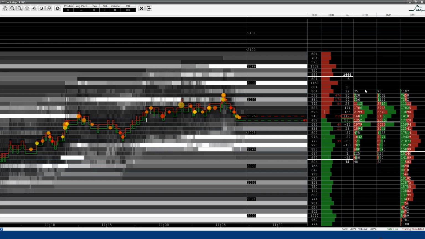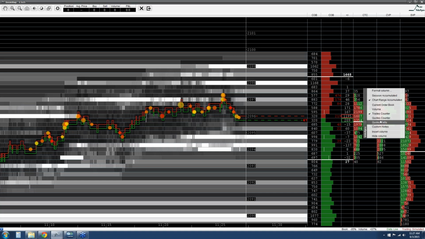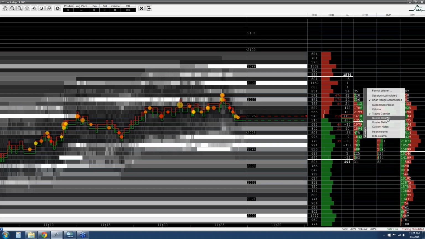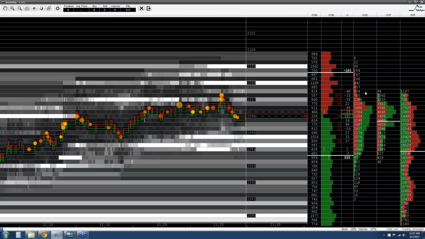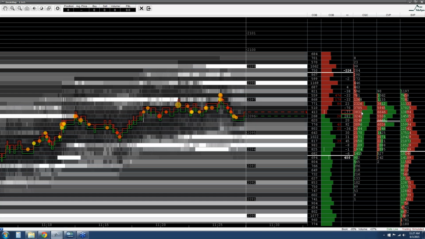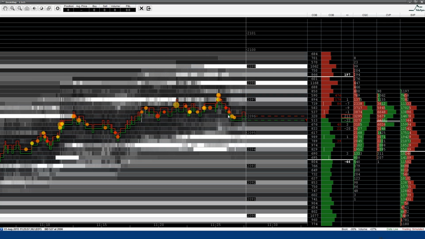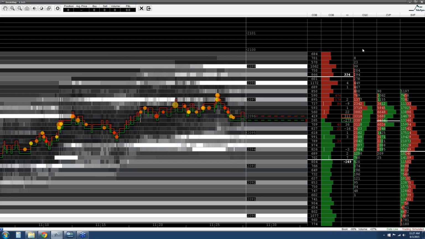Another tool we have here is the quotes counter. What this shows is the actual number of quotes. This is not traded volume. It is the liquidity provided but flashed very, very quickly, and how many times it flashed back and forth at these levels. So what we're able to capture with the quotes counter here is flurries of activity. That's what we're looking for.